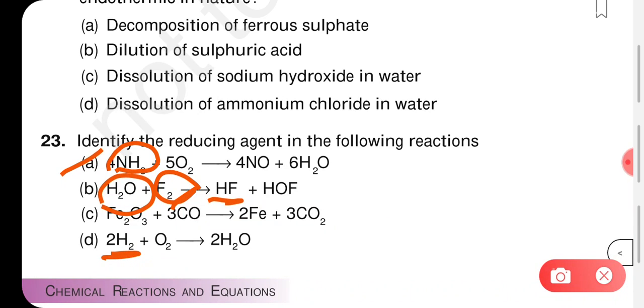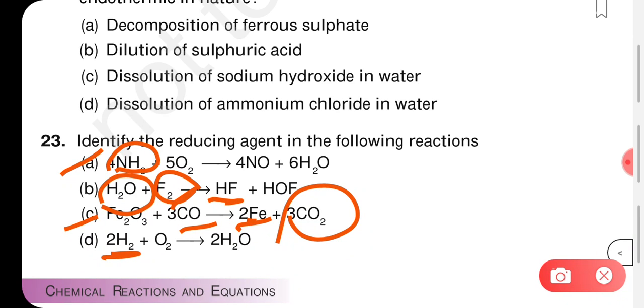Fine, next one. In the next one you see that carbon monoxide is added with oxygen, so it is carbon monoxide which is acting as a reducing agent. And Fe2O3 is becoming Fe. It is reducing, actually it reduces this.